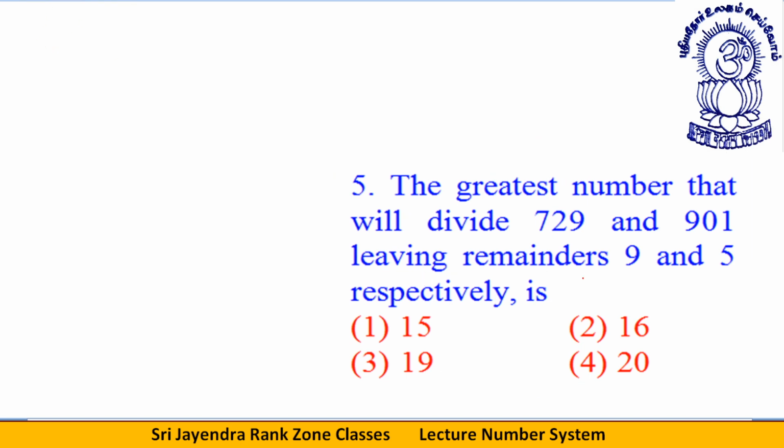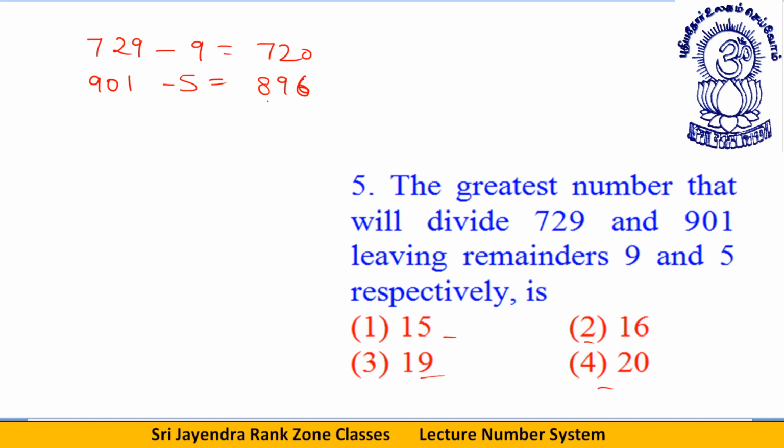The greatest number that will divide 729 and 901, leaving remainder 9 and remainder 5. This is 720. This is 896. Okay. Now I have to divide this. See, students. These are the options.